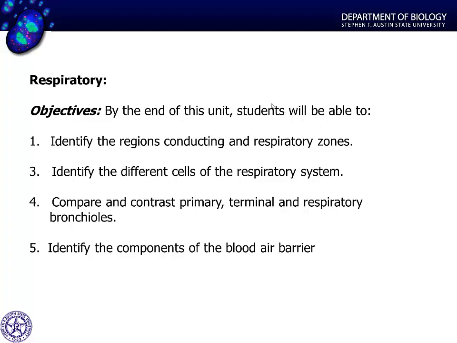Then we're also going to look at the smaller passageways, the smaller portions of our conducting and then respiratory zones, the bronchioles. And you're going to need to compare and contrast the primary, terminal, and respiratory bronchioles. And then we'll identify the components of the very critical blood-air barrier that allows for gas exchange.